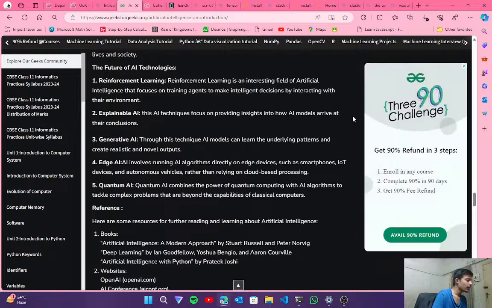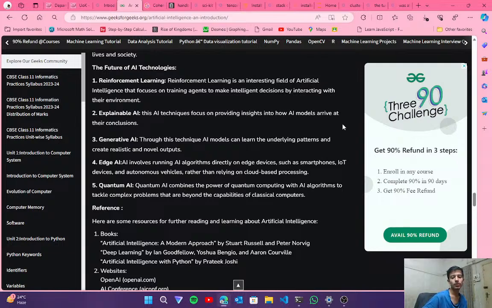Edge AI involves running AI algorithms directly on edge devices such as smartphones, IoT, Internet of Things devices, and autonomous vehicles rather than relying on cloud based processing. So that's actually a very hard part about it because the cloud based processing is quite fast. For example, if we are making a very expert system and we are doing it via Google Colab, where there are many multiple GPUs in the cloud that we can optimize or we can use according to our needs.